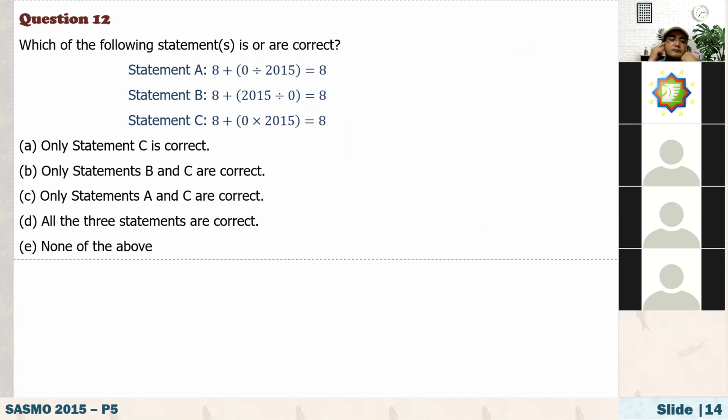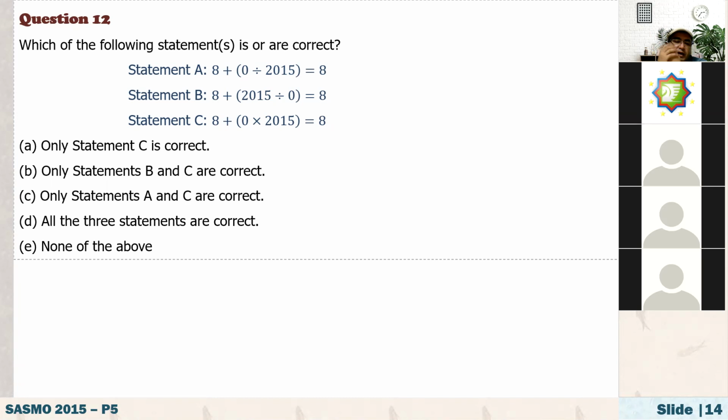Statement A. 8 plus 0 divided by 2015 is 8. Statement B. 8 plus 2015 divided by 0 is 8. And statement C. 8 plus 0 multiplied by 2015 is 8.